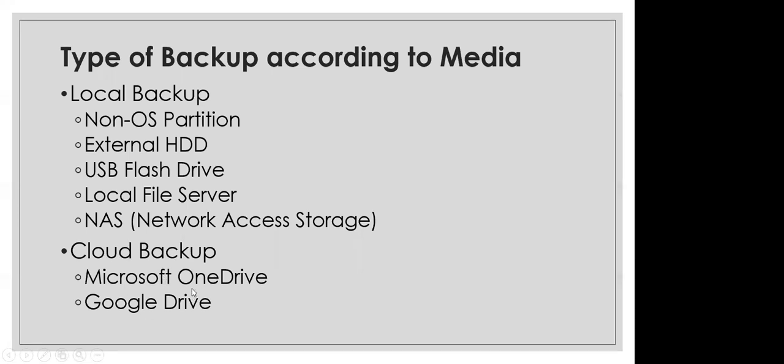There are other apps that you can use to back up your files, such as Google Drive and Dropbox. There are others on the net. If you're using the net, that means the type of backup that you are using is cloud backup. But not most of the time do you have access to the internet. So we also have local backup. That means if you do not have access to the internet, you can use these media, your non-OS partition.